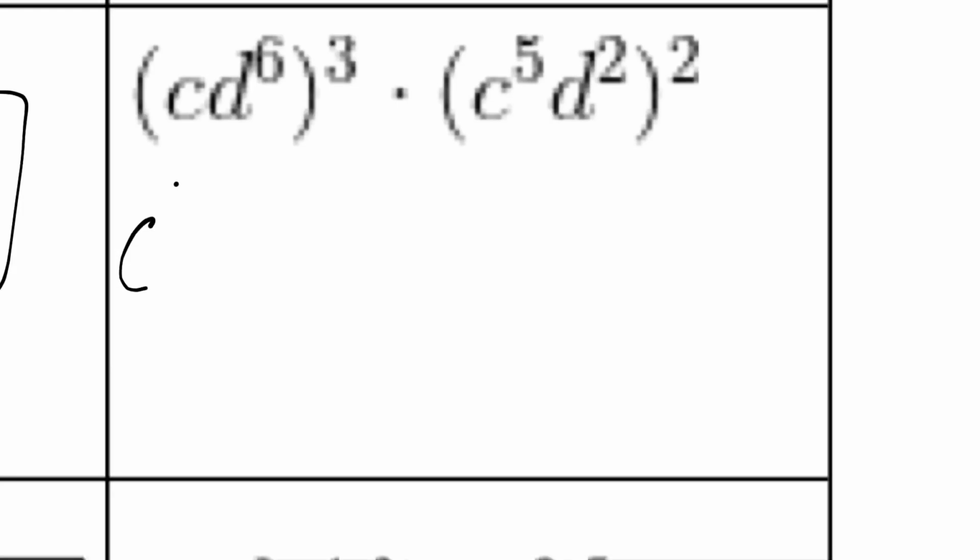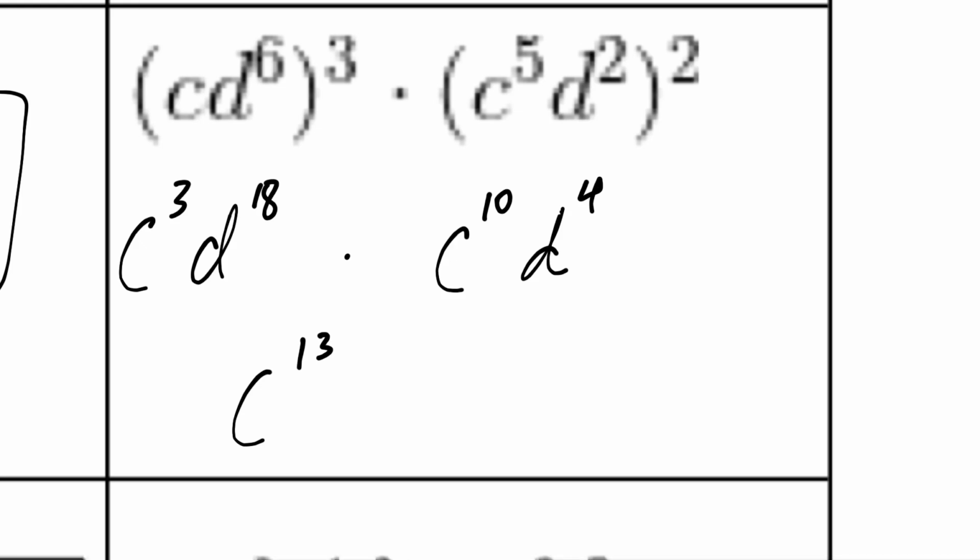I distribute the 3 to the c and to the d, which I multiply there. I distribute the 2 to the c and the 2 to the d. And now, since I'm multiplying them, I add them together. C to the 13th, that's 3 plus 10, and d to the 22nd, that's 18 plus 4.